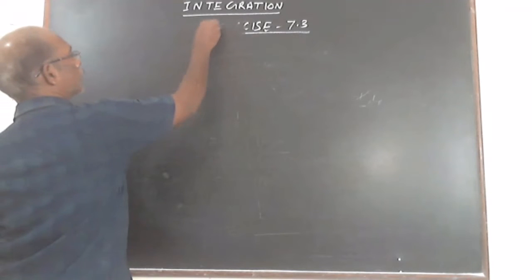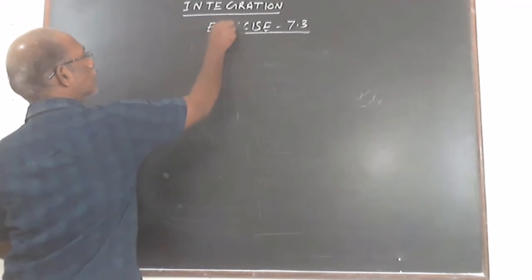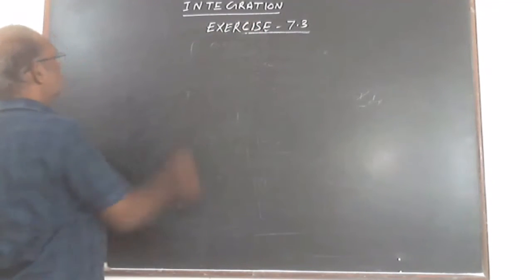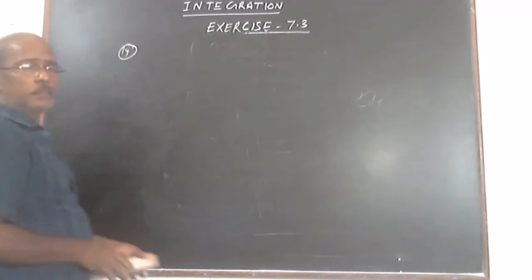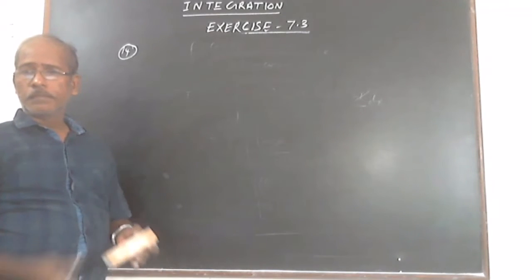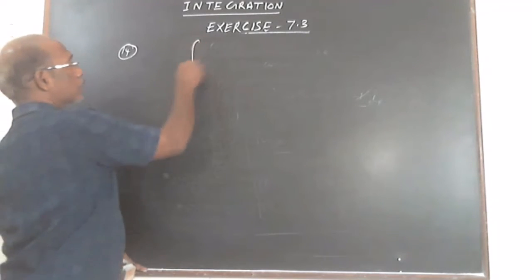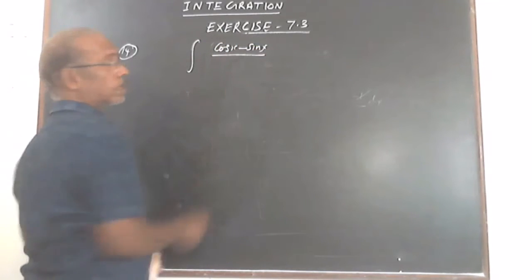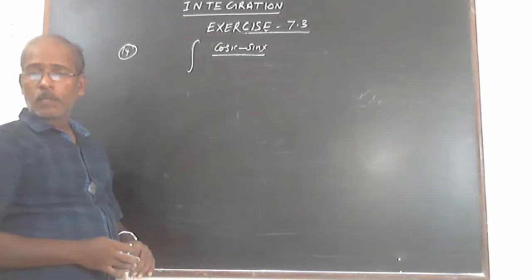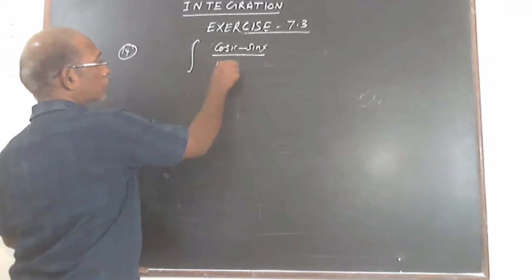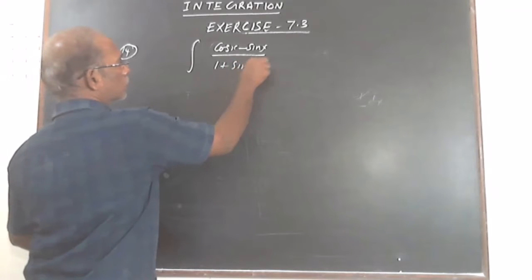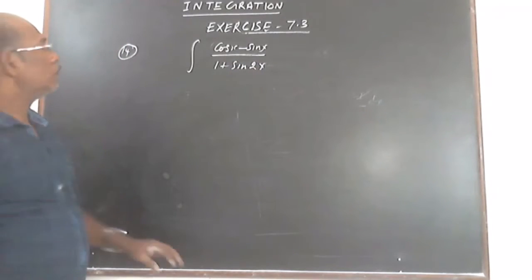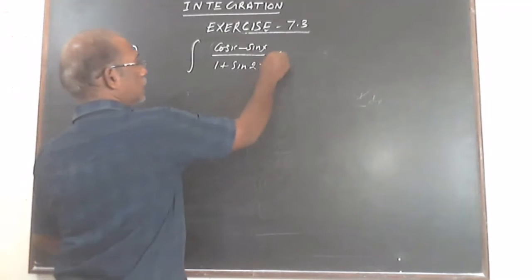This exercise 7.3 and question 14. The 14th question: integral of cos x minus sin x in the numerator, denominator 1 plus sin 2x, dx.